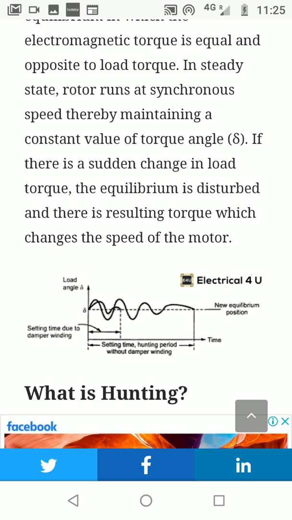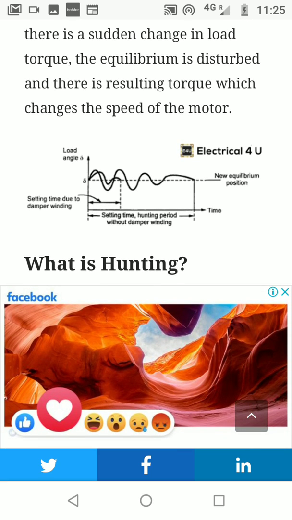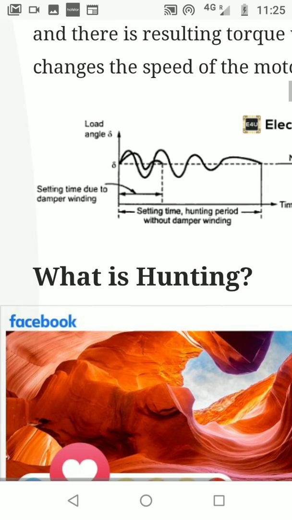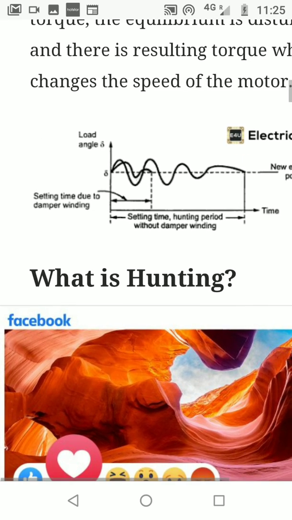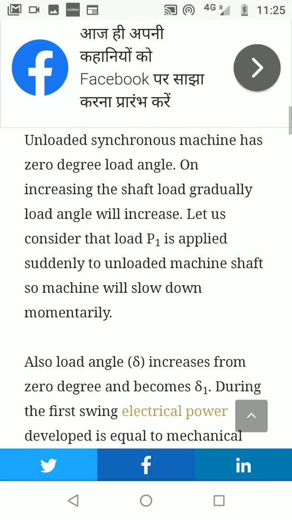Now what happens if there is a sudden change in the load torque? This equilibrium is disturbed, and the resulting torque results in a change of the speed of the motor. I'll explain this later. First of all, let us see what hunting is.